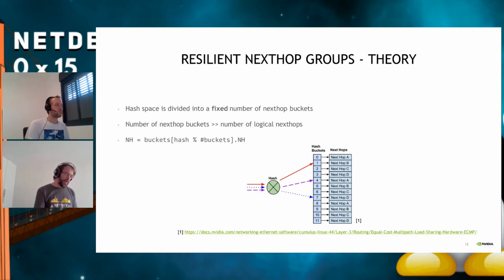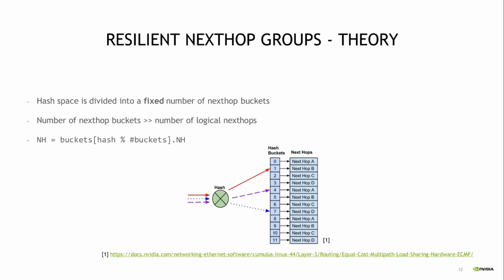So the idea behind hash threshold is that you split the hash space into as many areas as there are NEXTHOPs. And then each NEXTHOP obviously belongs to just one area. So as configuration changes, the only thing that you can do is change the individual borders. You cannot reassign bits of the hash space between one NEXTHOP and the other.